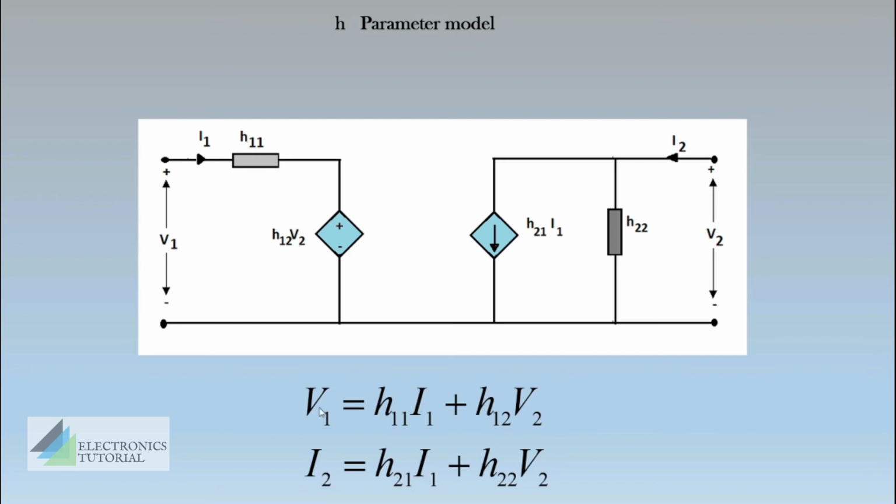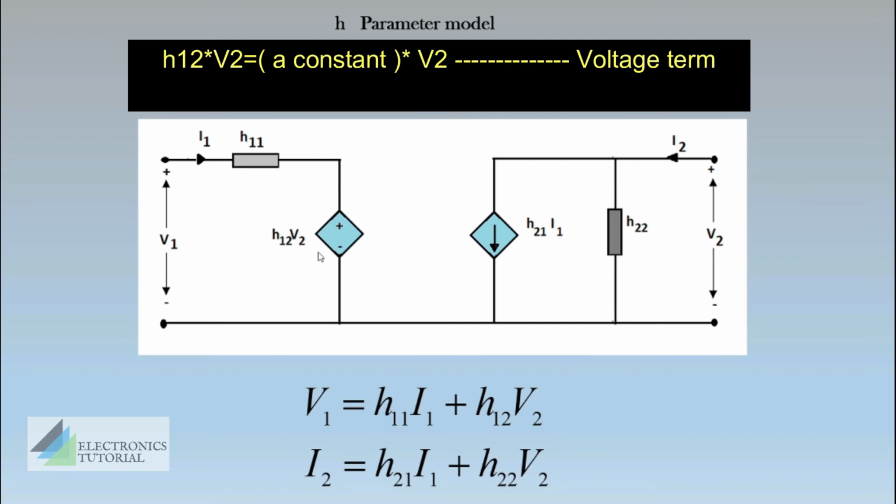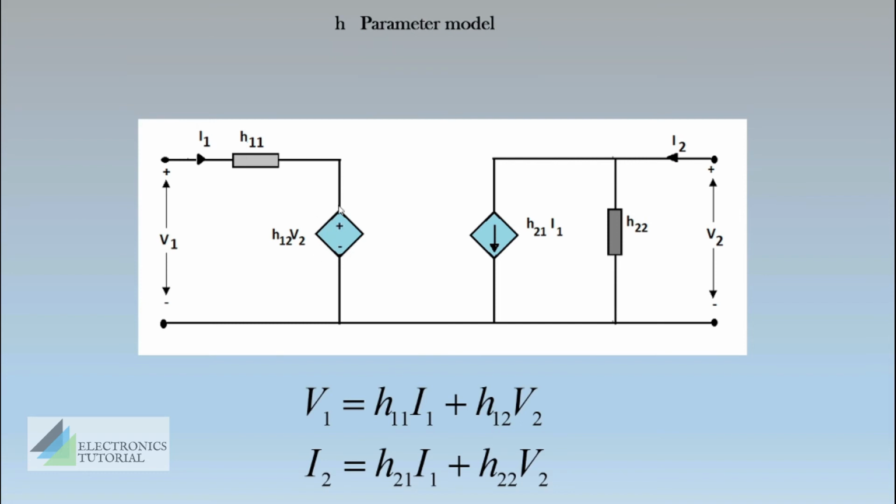H12 term, it is a voltage ratio V1 by V2. So this acts as a voltage source. And being a voltage source in the input port, it depends upon voltage value in the output port. Thus, it is given a symbol of dependent source. We have already discussed that a practical voltage source will be having an impedance in series to it. So, a series connection is shown here. The first expression can now be drawn as V1 is equal to I1 into H11 plus H12 into V2.